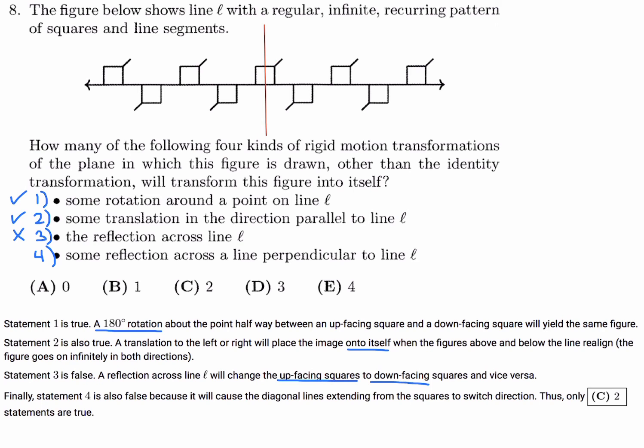whatever they're called, lines, I guess. Those little lines would not be the same. When you reflect it, it would look like that, and that obviously makes a different looking shape, a different looking diagram. The diagonal lines extending from the squares will switch direction, so that doesn't work. So that means of those 4, only 2 will be able to make the figure look exactly like itself, and therefore number 8, the answer is C.